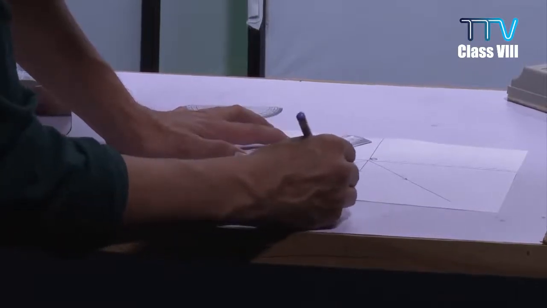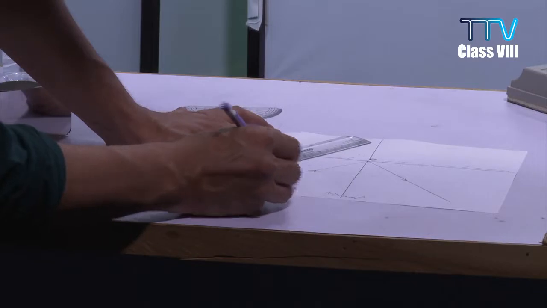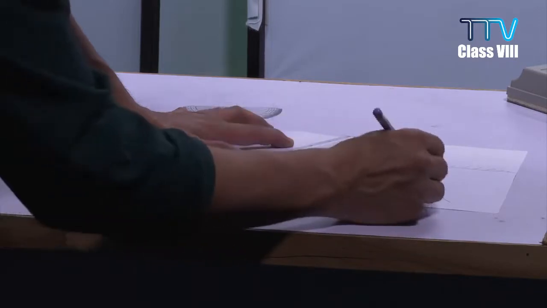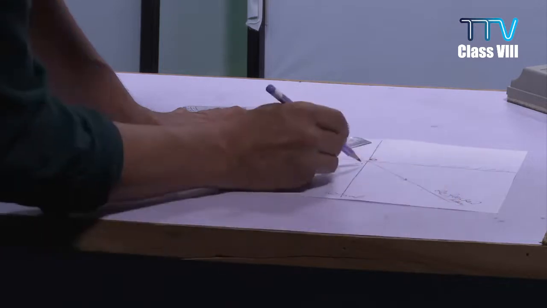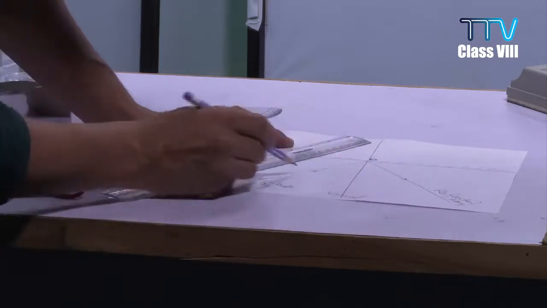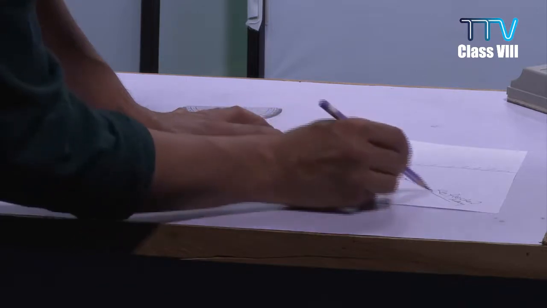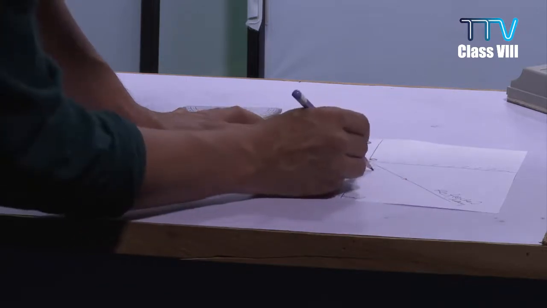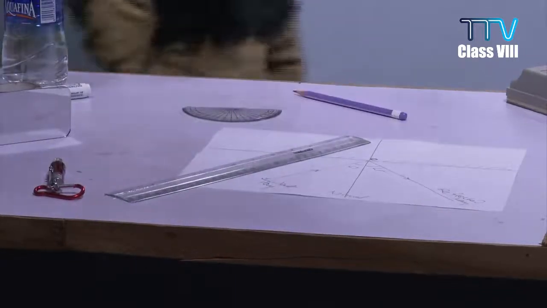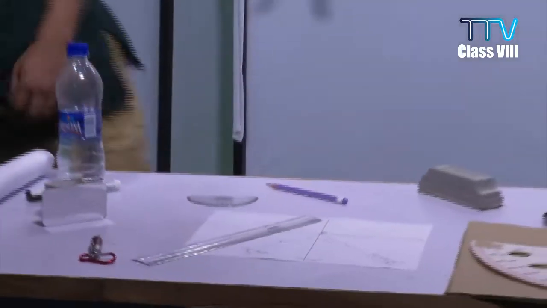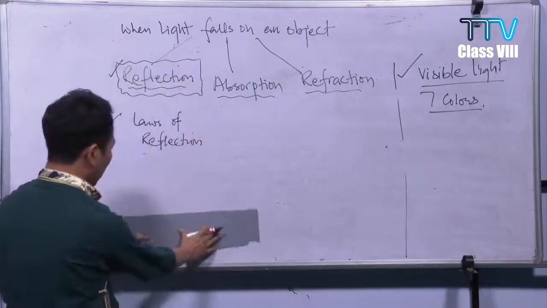This is the normal, this is the incident ray, and this is your reflected ray. This angle between the incident ray and the normal is angle I, and the angle between the reflected ray and the normal is angle R. These are the laws of reflection.